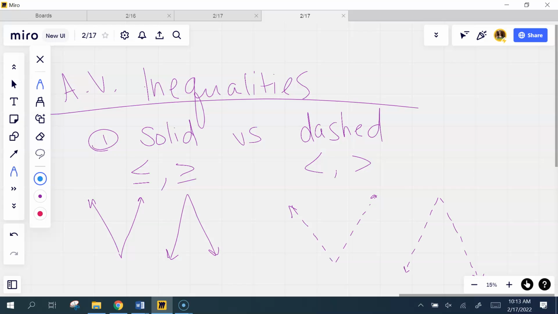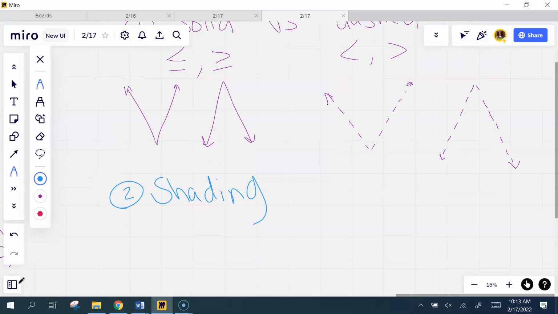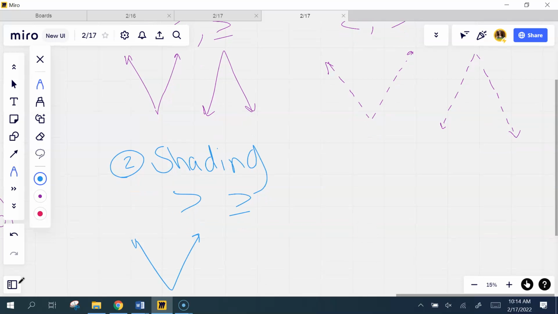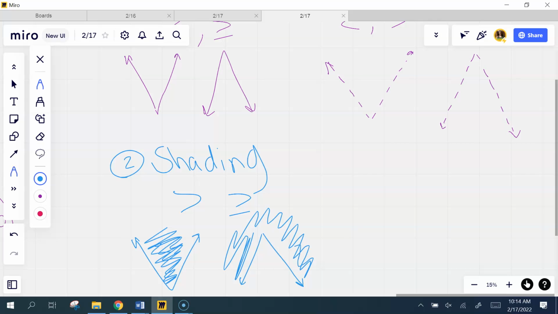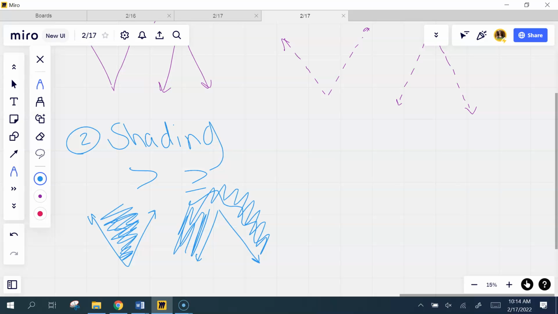All right, the other thing that's different is the fun part. We're going to have to shade, and we're going to have to decide where we need to shade depending on what the symbol says, okay? So if I'm in a greater than or a greater than or equal to situation, if I open up, I'm going to shade inside the parabola. And if I open down, I'm going to shade outside the parabola. Because greater than, I want to go the way it goes up.